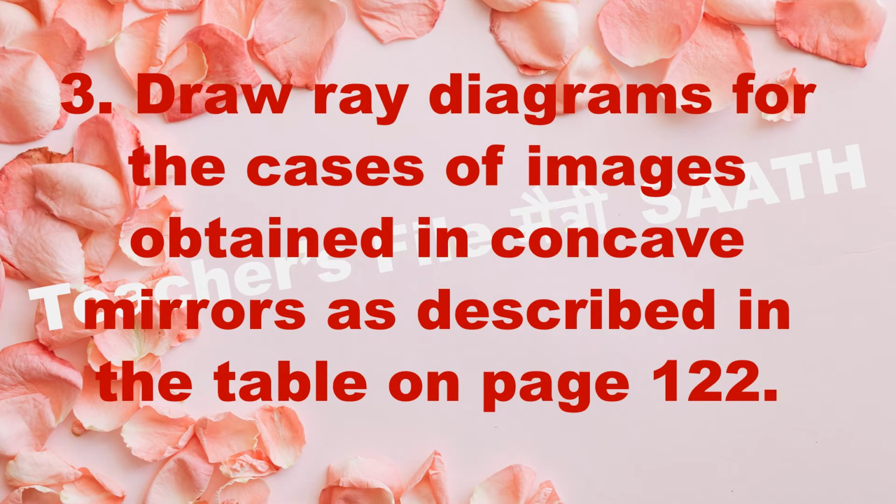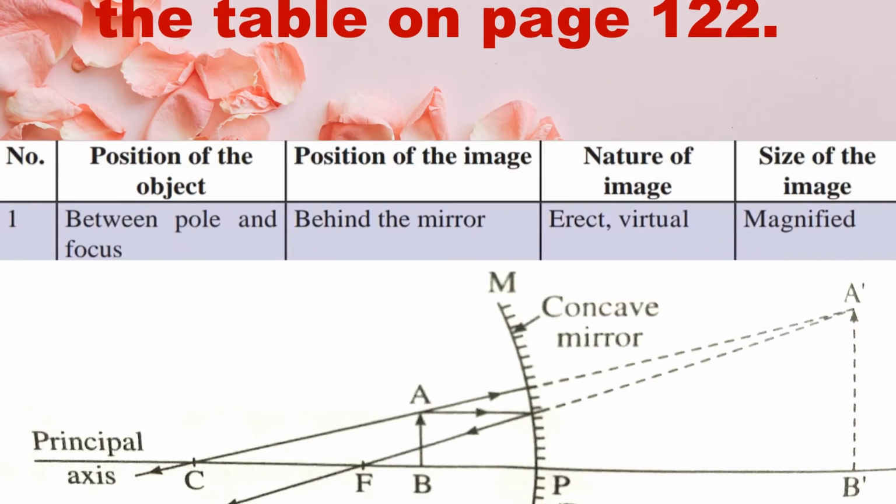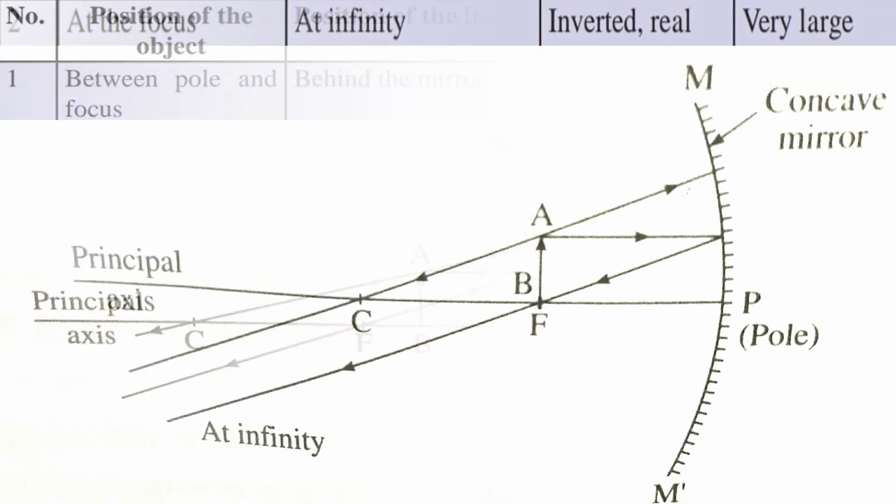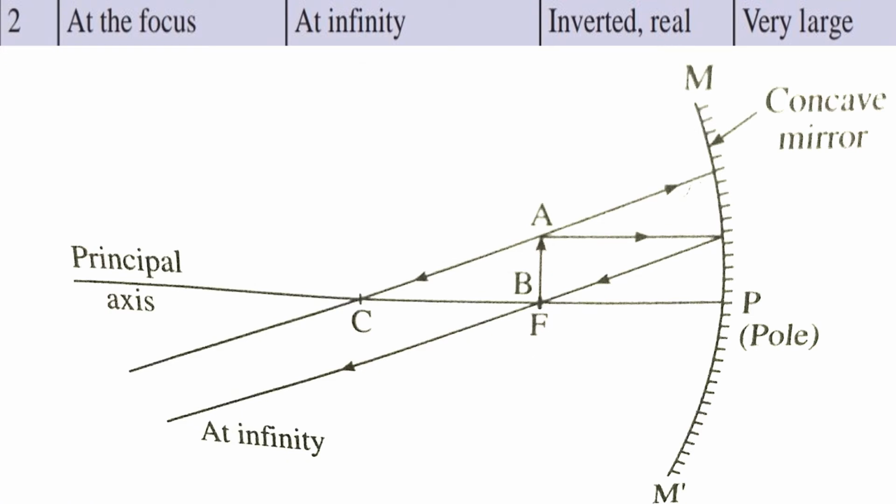Question 3. Draw ray diagrams for the cases of images obtained in concave mirrors as described in the table on page 122. Object between pole and focus. Image behind the mirror. Erect, virtual and magnified. Object at the focus. Image at infinity. Inverted, real, very large.